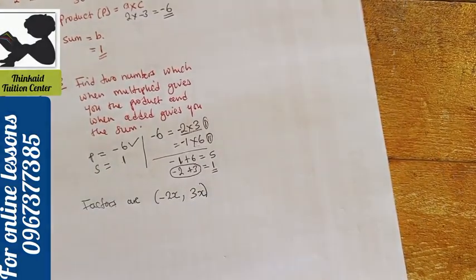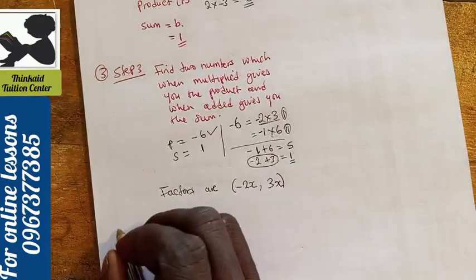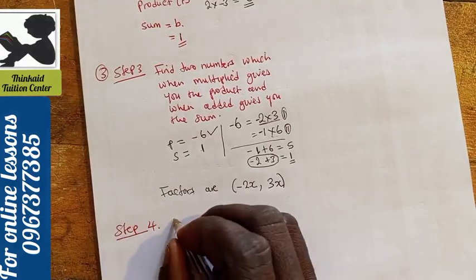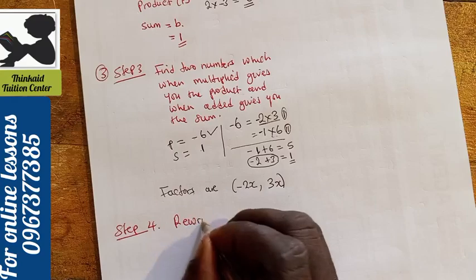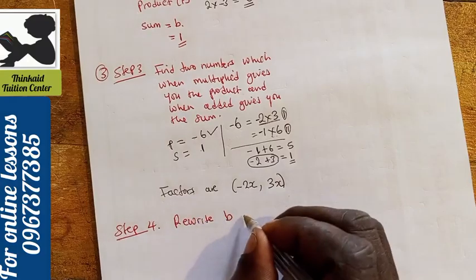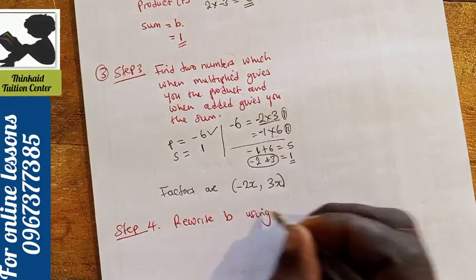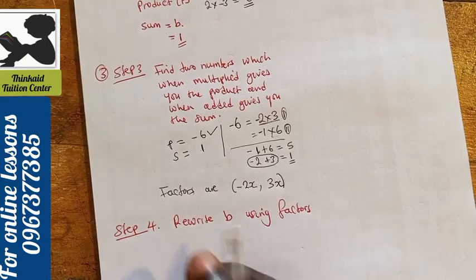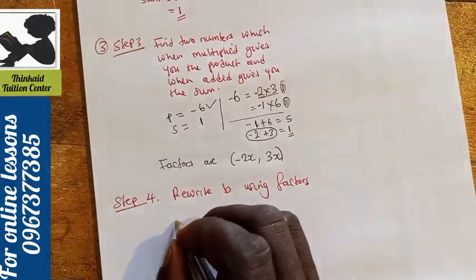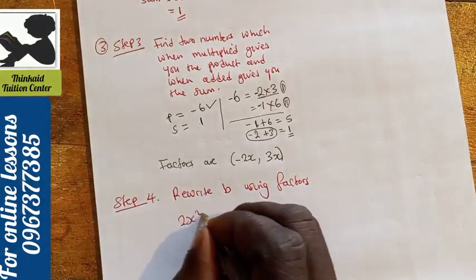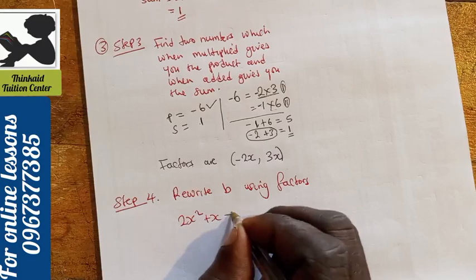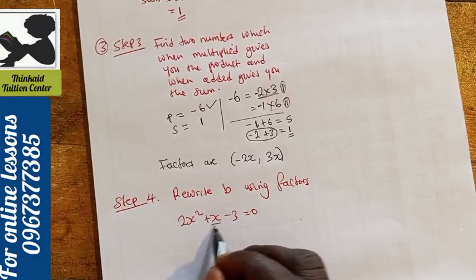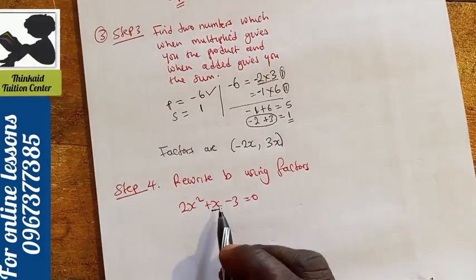All right, then step 4, dear friends. In step 4, what we are going to do is rewrite B using factors. Okay, so let me write the original equation here. The original equation here was 2x squared plus x minus 3 is equal to 0. Now in this original equation, where there is a b here, we are not going to write x.